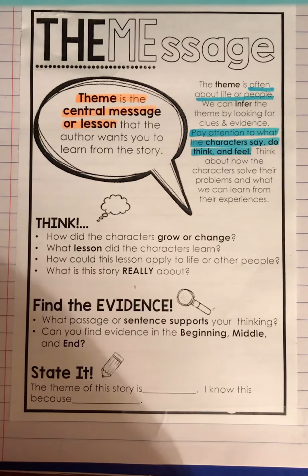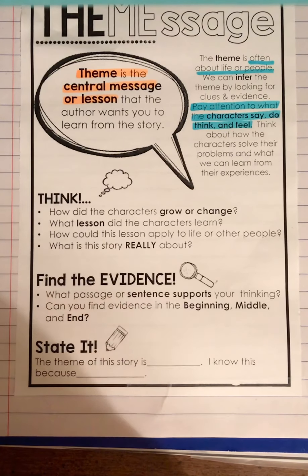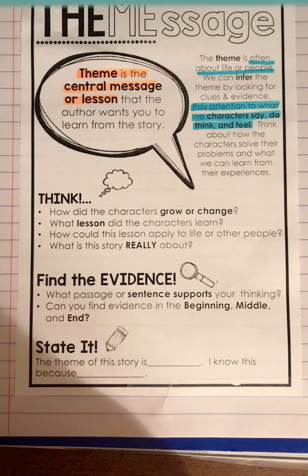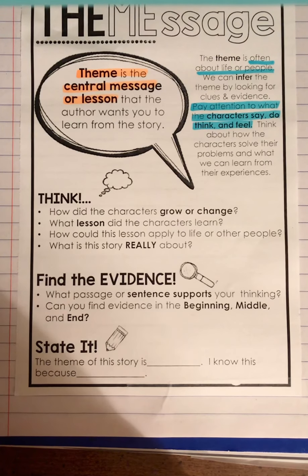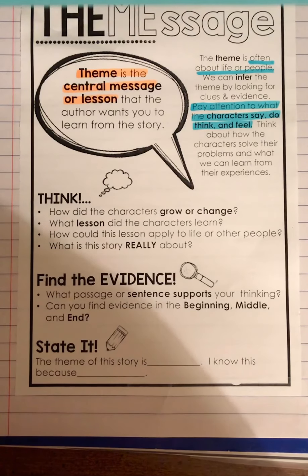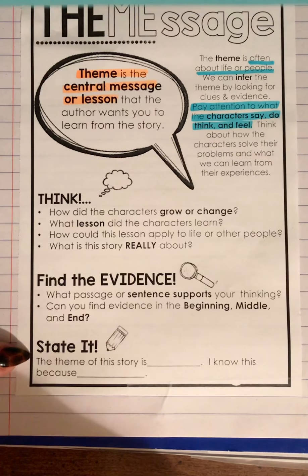The next thing we're going to do is find the evidence. We're going to be detectives. Just like you have to find text evidence when you're answering questions, you have to find evidence for theme. So what passage or sentence supports your thinking? And can you find evidence in the beginning, middle, and end of the story? And we know the beginning, middle, and end is called the plot. Then, when you think that you know the theme, you're going to state it.